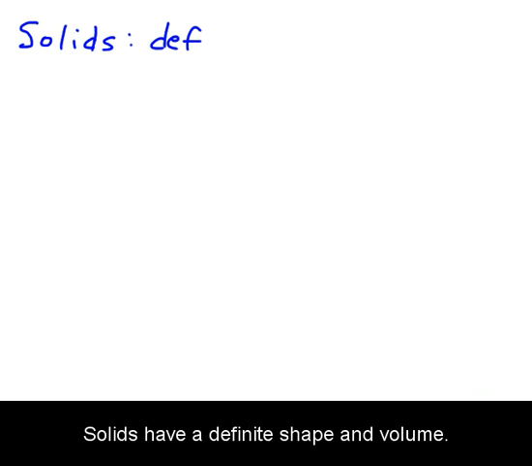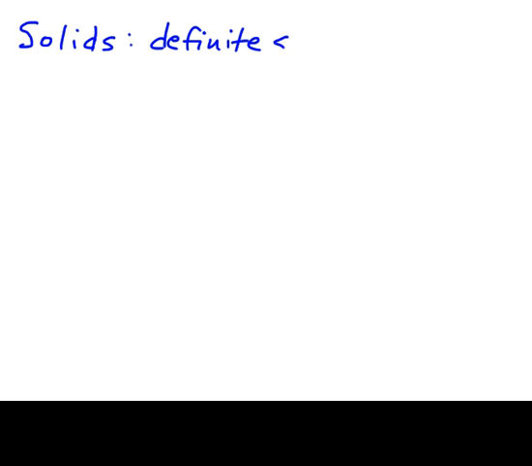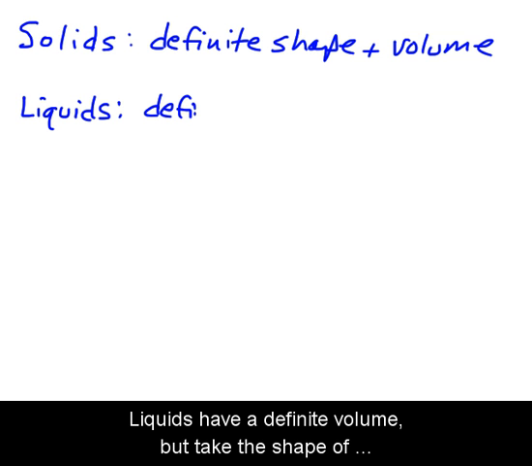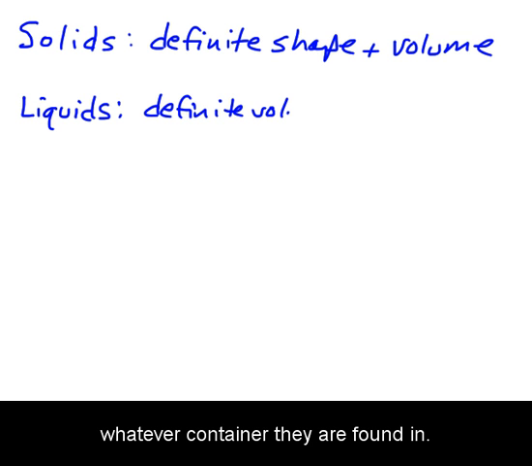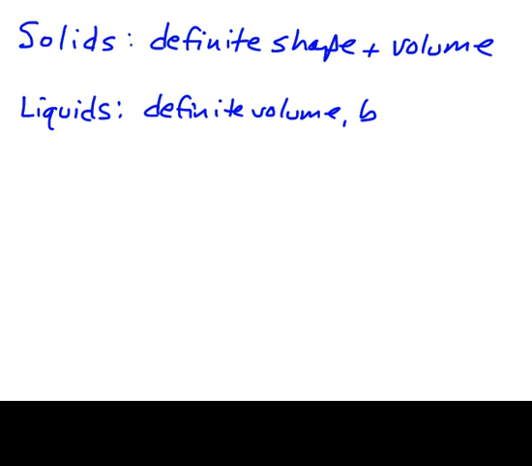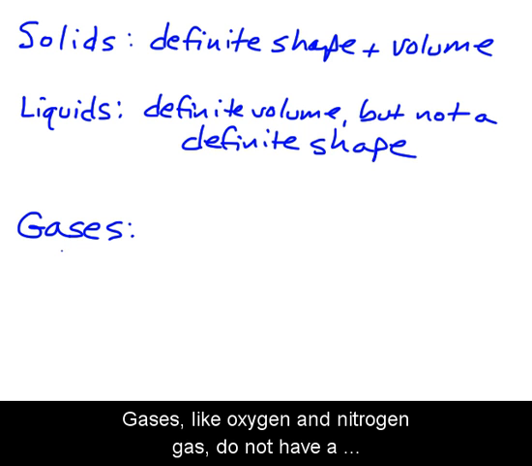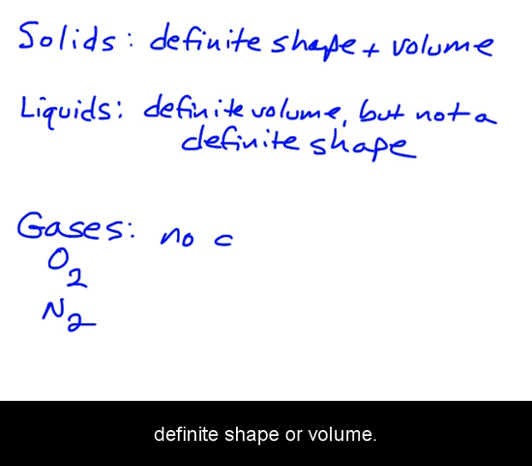Solids have a definite shape and volume. Liquids have a definite volume, but take the shape of whatever container they are found in. Gases, like oxygen and nitrogen gas, do not have a definite shape or volume.